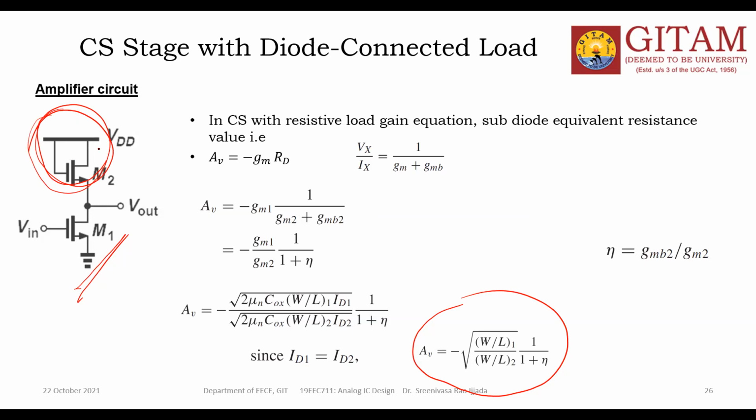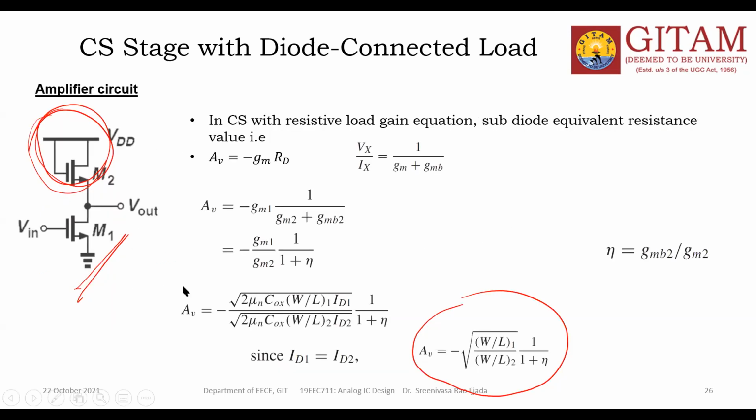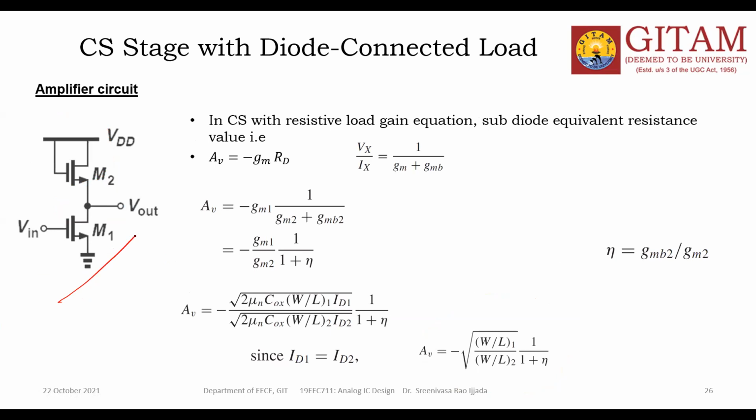In PMOS also, or NMOS also, you are saying diode connected. To make it a diode, what to do? Gate and drain should be joined. So this is my PMOS load. This is the gate, this is the drain. These two are joined. So for this, what is the gain equation? Earlier both were NMOS devices, and you got this much. For this circuit, you got this gain equation.